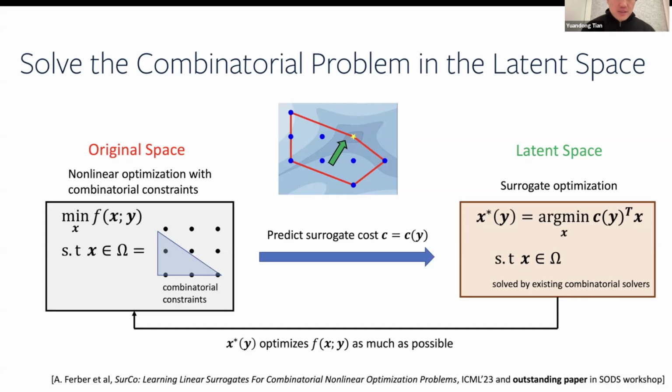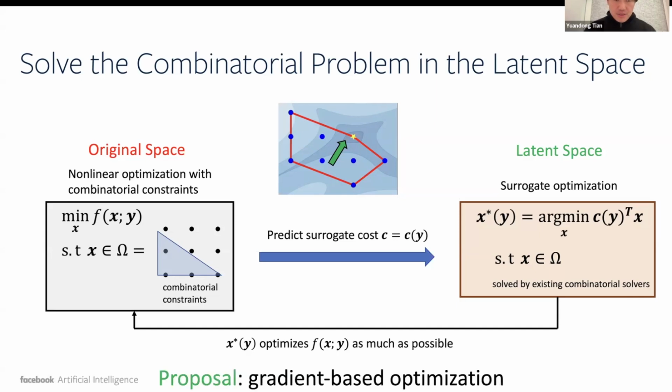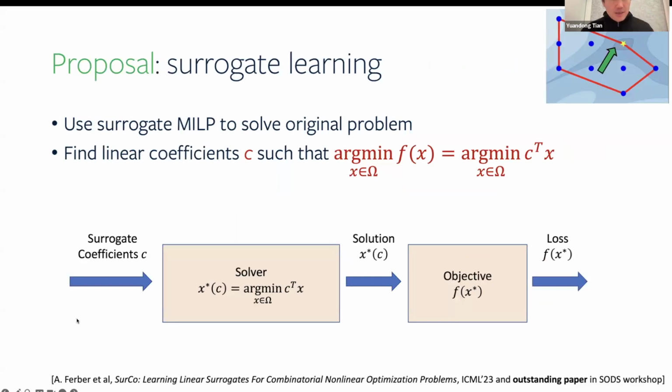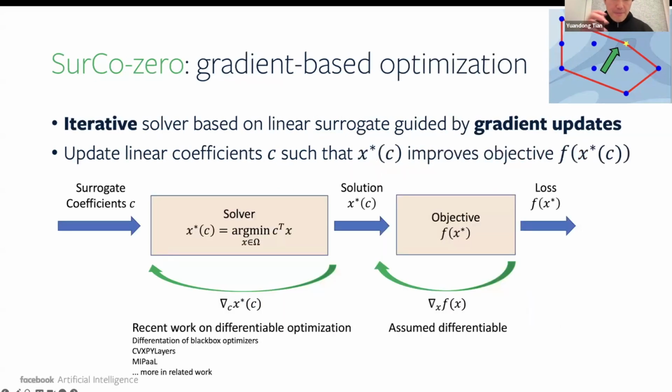People may wonder, this sounds like a convoluted idea. How can we optimize everything together? The answer is very simple. We just use gradient-based optimization. You have some surrogate coefficients C coming to the solver, the solver gives you a solution, and the solution is put into the objective. The objective gives a loss. So you have this computational graph, and you can actually do backpropagation through it. The objective function, while nonlinear and non-convex, you assume is differentiable, so you can backpropagate. And the solver itself can also be backpropagated so that you get a gradient for the surrogate coefficient C.